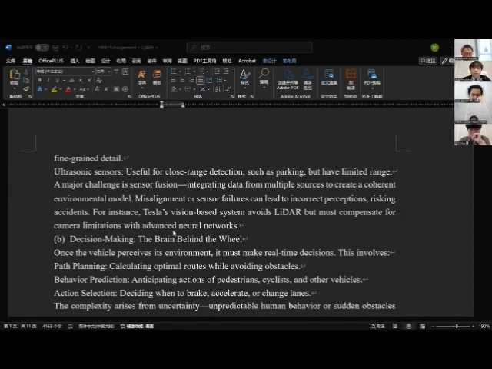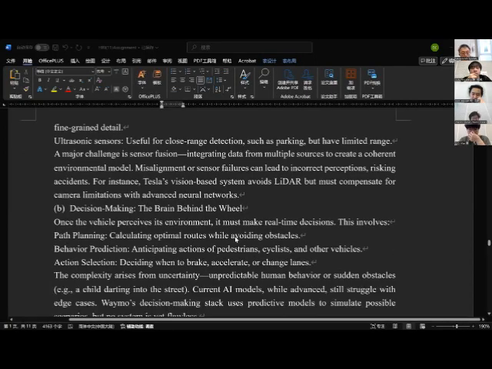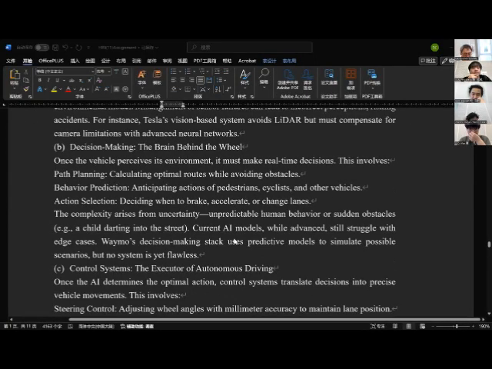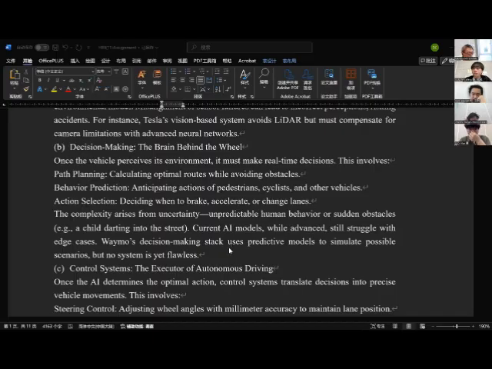A major challenge is sensor fusion, integrating data from multiple sources to create a coherent environmental model. Misalignment or sensor failures can lead to incorrect perceptions, risking accidents. For instance, Tesla's vision-based system avoids LiDAR but must compensate for camera limitations with advanced neural networks.